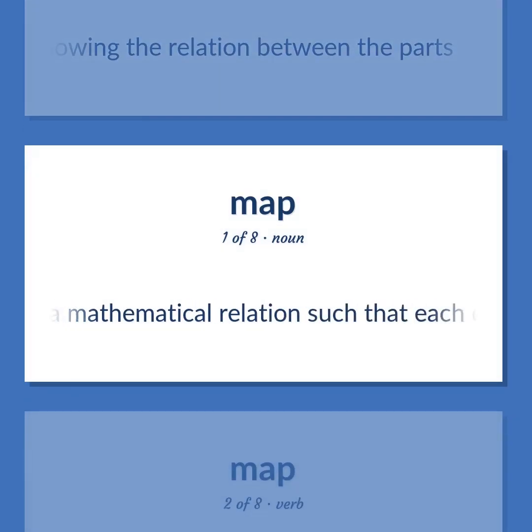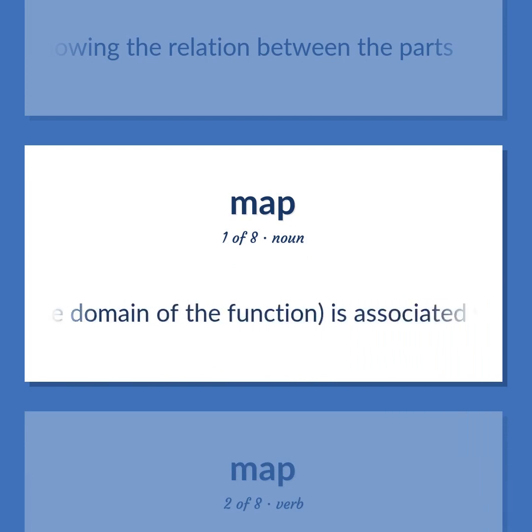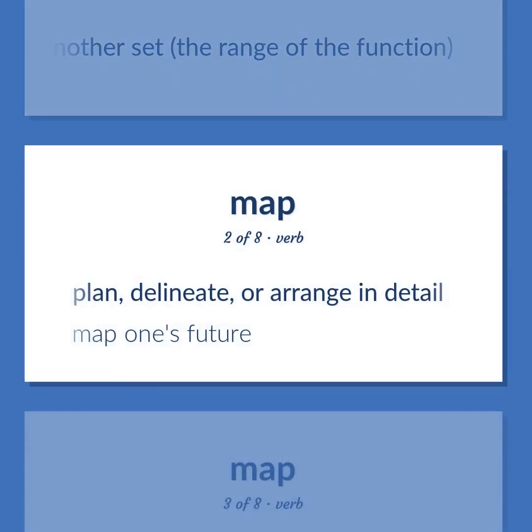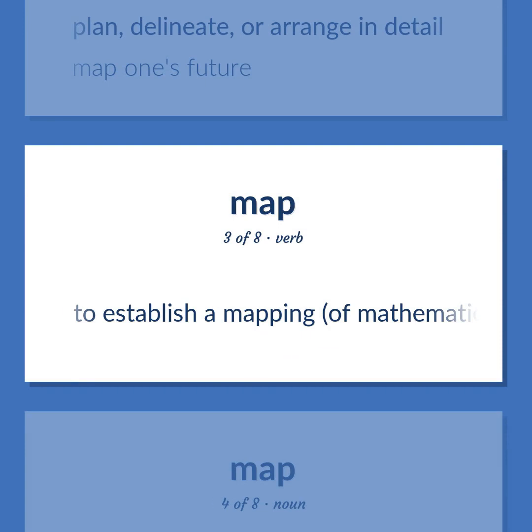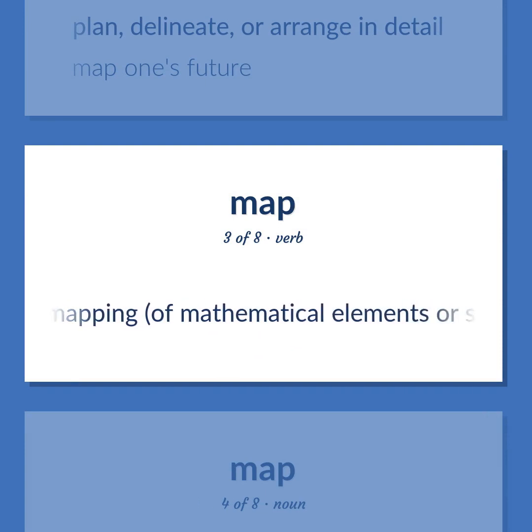Mathematics. A mathematical relation such that each element of a given set, the domain of the function, is associated with an element of another set, the range of the function. Plan, delineate, or arrange in detail. Map one's future. To establish a mapping of mathematical elements or sets.